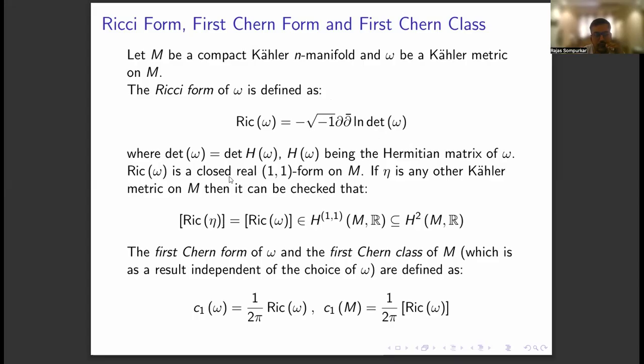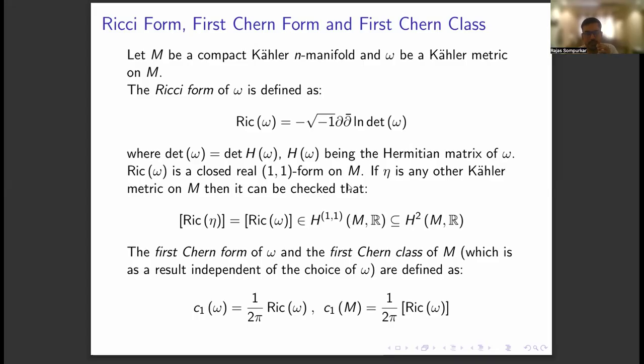It can be checked that if we take two different Kähler metrics, omega and eta on M, then Ricci of omega is this, and Ricci of eta is similarly given over here, with the determinant of eta. If you take Ricci of omega minus Ricci of eta, it will be some square root of minus 1 del del bar of a smooth function. So it will be exact. That's why the difference between Ricci of omega and Ricci of eta is exact, which means they belong to the same cohomology class.